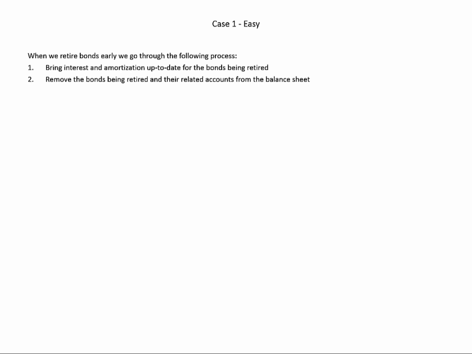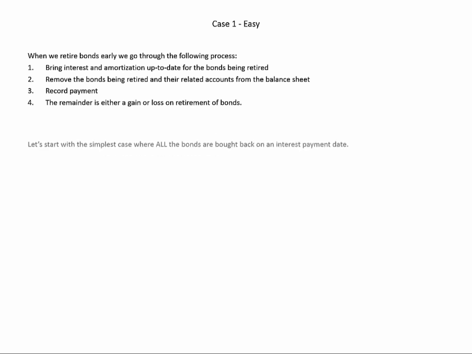Next, we're going to remove the bonds being retired and all of their related accounts from the balance sheet. We're going to record the payment. Again, in this context, we're going to be paying cash to buy the bonds back. And the difference between what we pay and the net total of all the liabilities satisfied is going to be either a gain or a loss. If we pay more than book value, we'll have a loss. If we pay less than book value, we'll have a gain.